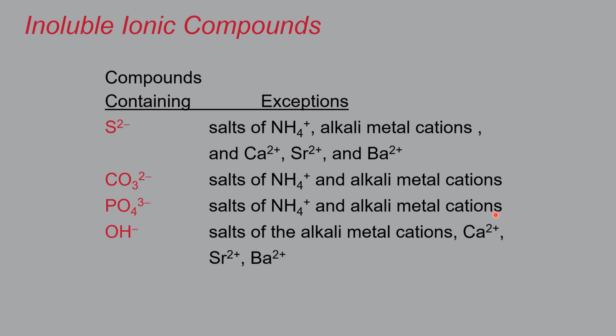Hydroxides, this is going to be the last one. Hydroxides are generally not soluble unless the cation happens to be one of the group 1A metals or the heavier group 2 metals. So this is a very similar exception to the sulfides as well. So again, if you remember that ammonium and the alkali metal cations are always soluble, that takes care of the sulfides, the carbonates, and the phosphates, and that just leaves you to remember that calcium hydroxide, strontium hydroxide, and barium hydroxide are kind of soluble.